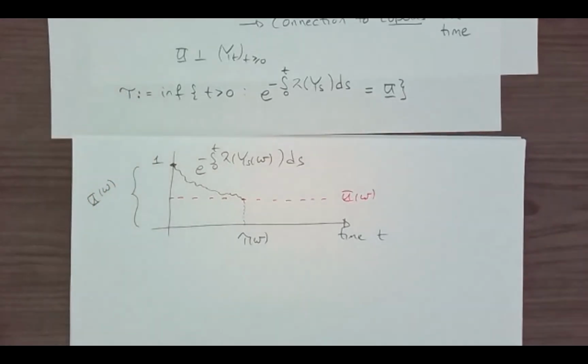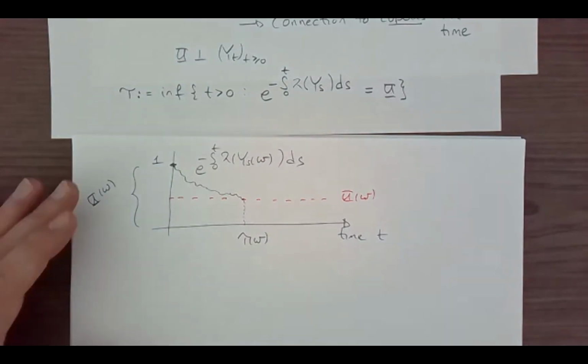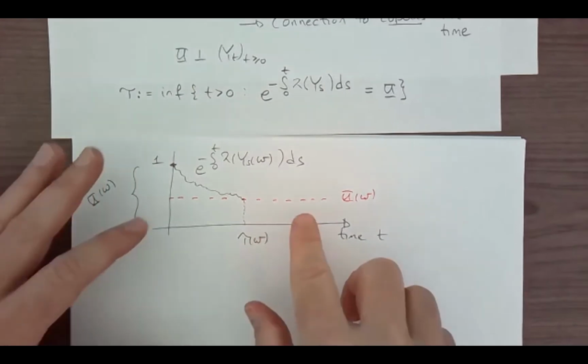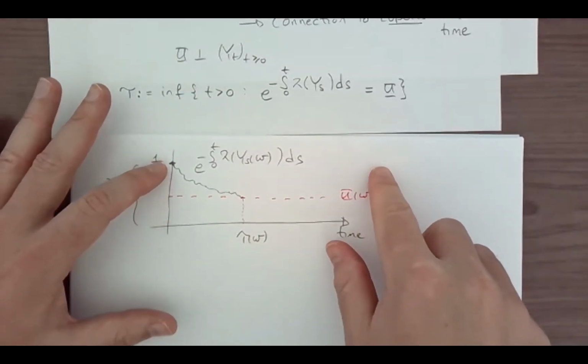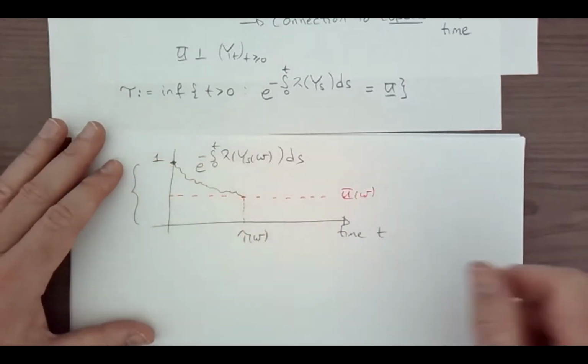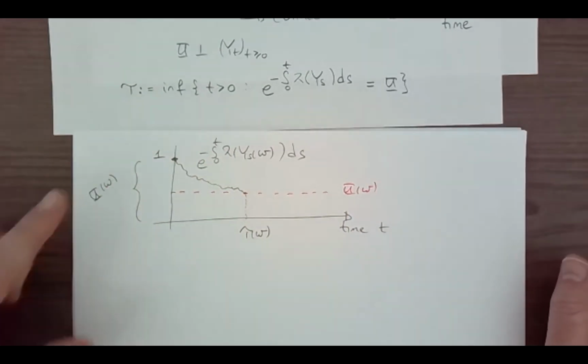So I could have a different path. I'm going to see if I have any more colors. If I were to realize a different U, we would move it down or move it up. These paths here, you could also change. That's how I create my tau.